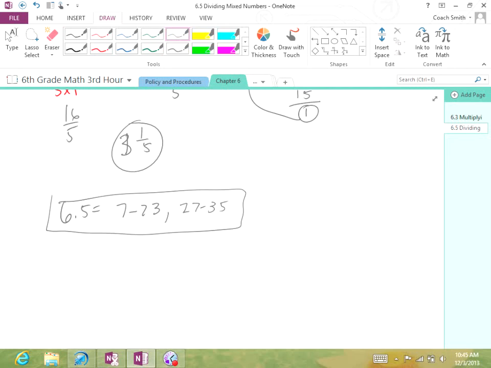27 through 35 is changing decimals to percents and percents to decimals. Okay? That is due tomorrow. You may go.